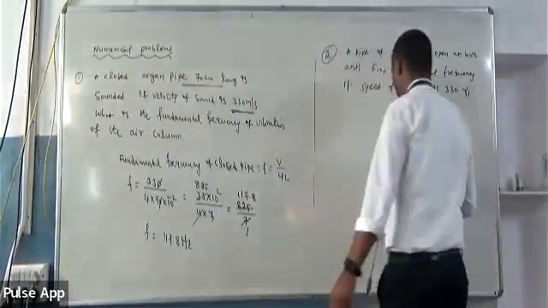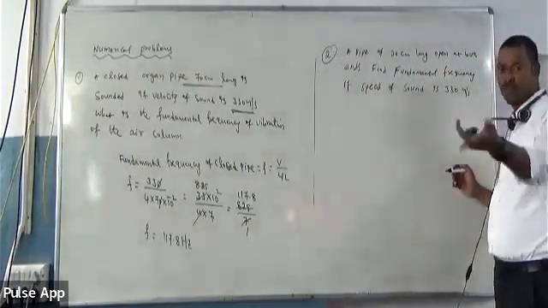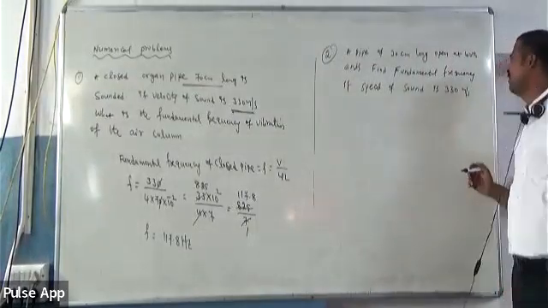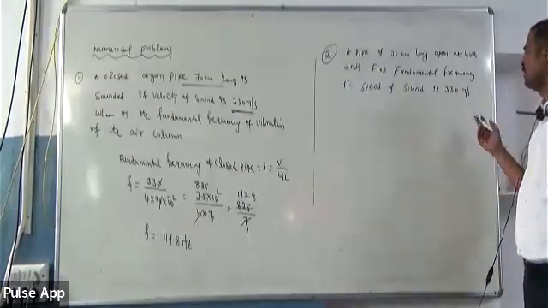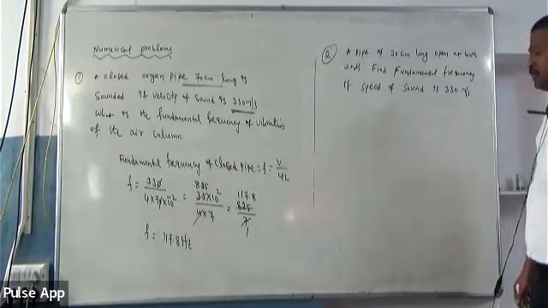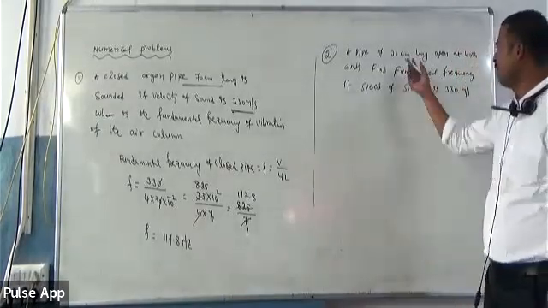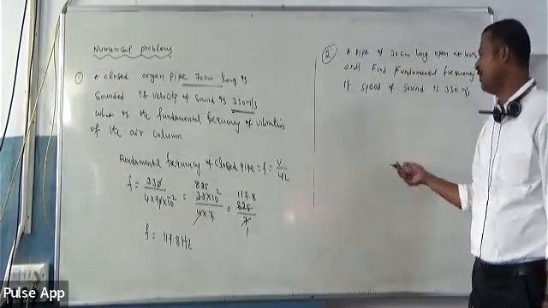Similar to that, a pipe of 30 centimeter long, open at both the ends, means open pipe. Find the fundamental frequency if the speed of sound is 330 meter per second. So 330 meter per second. So the pipe is open, as given. Fundamental frequency we need to find.